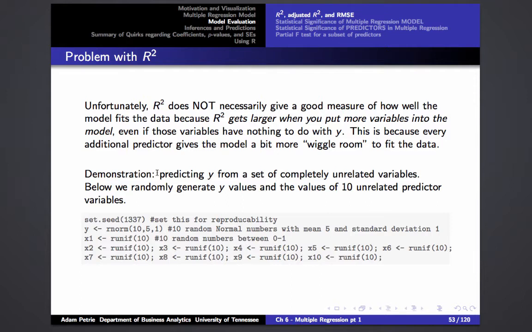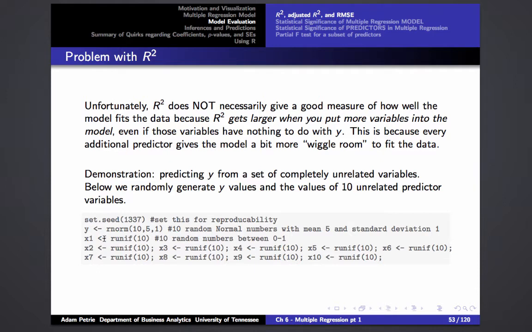Now, to demo this, let's imagine that we're trying to predict y from just a set of completely random, unrelated predictor variables. So in this simulation, I set up the random number generator, and I generate my y values. These are just random normal numbers with a mean of 5 and standard deviation of 1. And so they have nothing to do with anything. They're just generated all by itself.